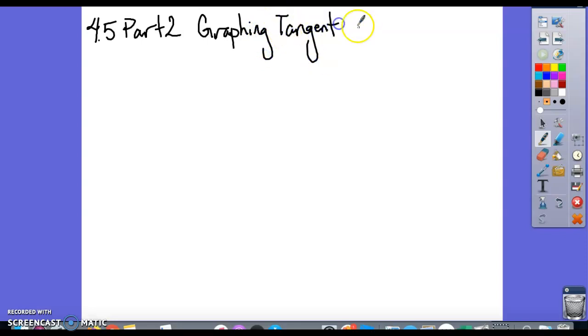Okay, this is 4.5, part 2. We are looking at graphing tangent and cotangent. We're going to do this by looking at the unit circle.